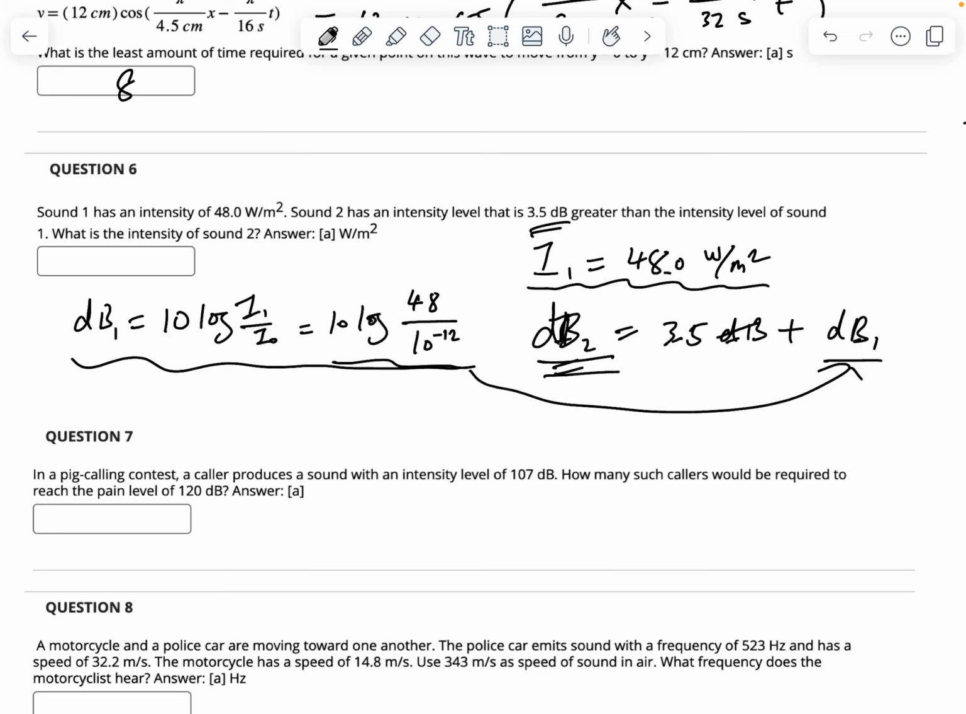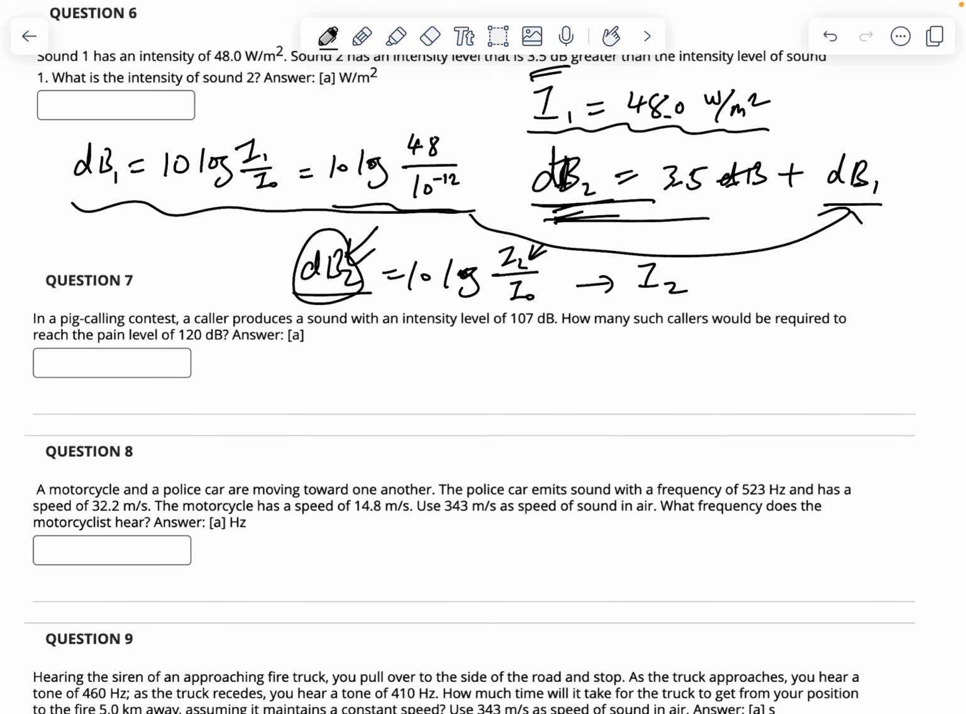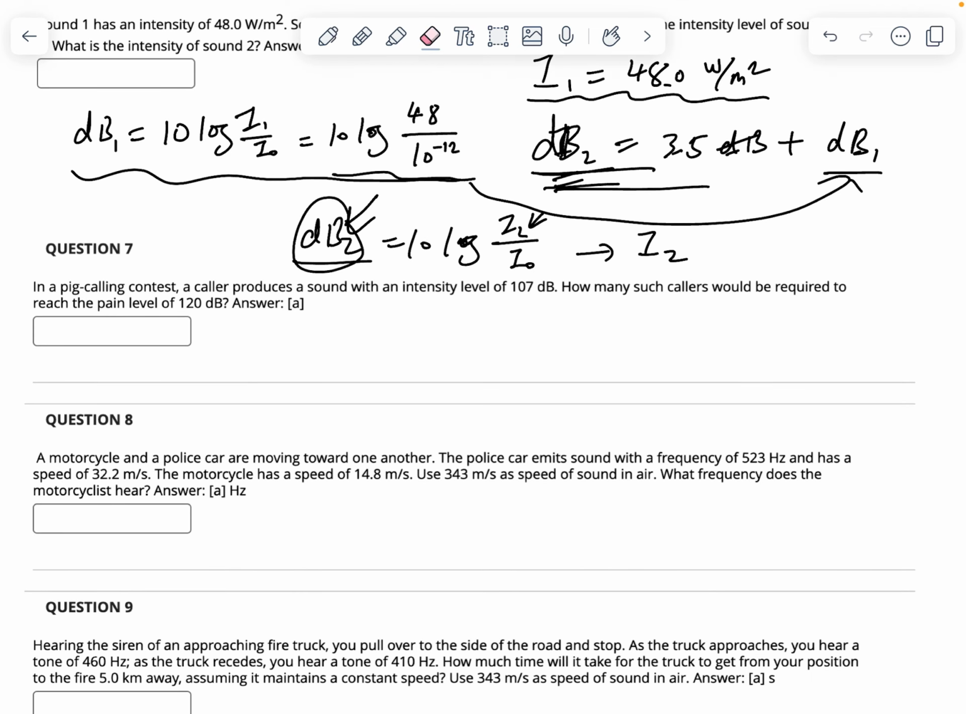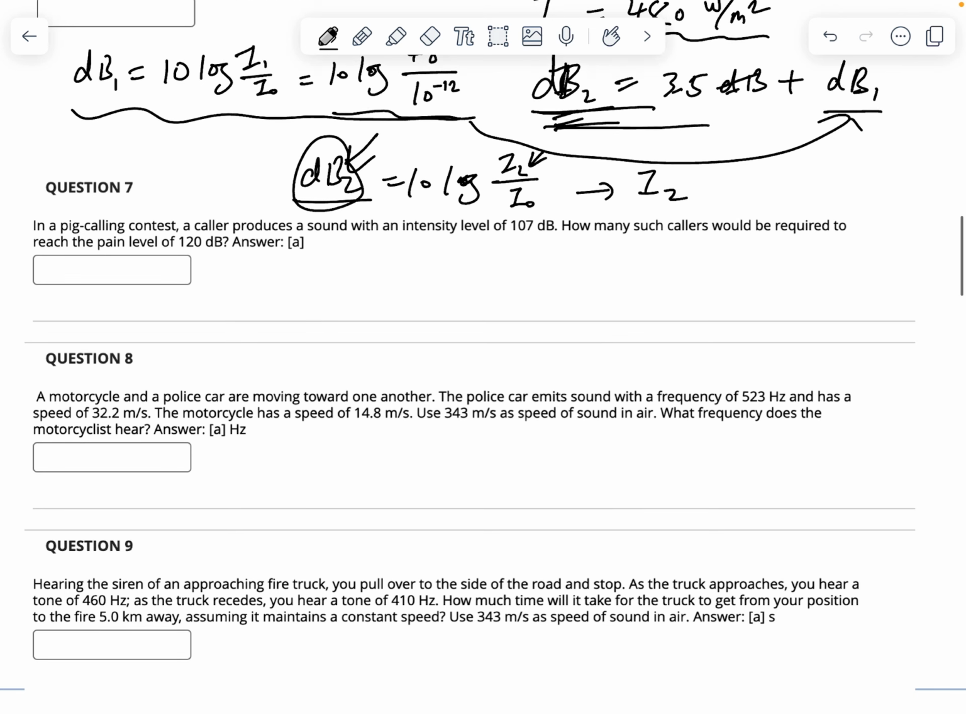And then you do the reverse. So now we know dB2, equal to 10 log I2 over I0. Because from here we figure out dB2, then you can figure out I2. Okay, so you can go ahead and figure out I2. That is number 6. Well, keep going. In a pig calling contest, a caller produced a sound wave with an intensity level of 107 dB.